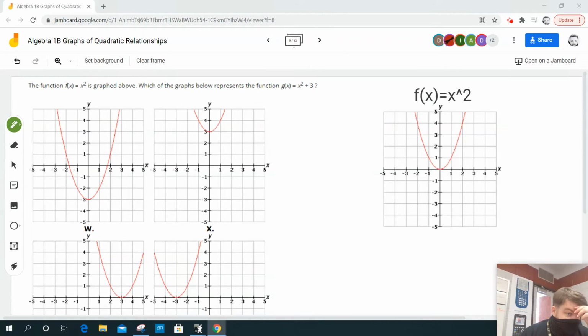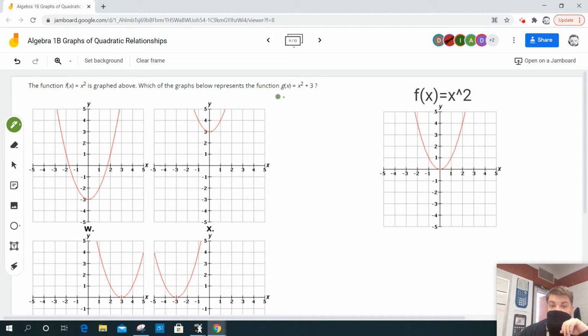So the next one says the function f of x is equal to x squared. And that's this graph right over here. It says above, but I moved it over to the side. So that's this graph right here. And it says which equation represents g of x, which is x squared plus 3.